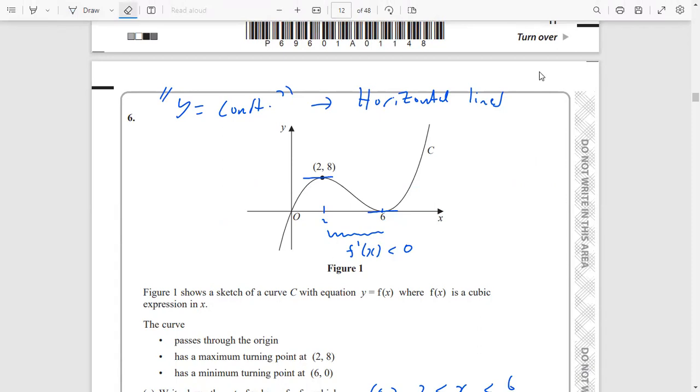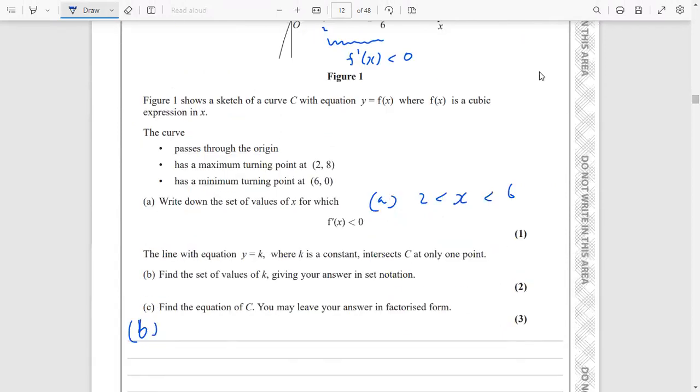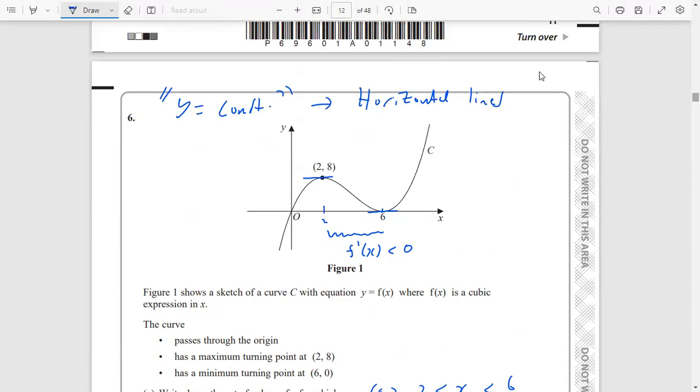What we want to do is identify the lines that give us one solution, so one point of intersection. If we, for example, draw a line like this, we get one point of intersection there, don't we? So that could be a possible k value. This k value here on the y-axis would be a possible k value. We could have a k value there, couldn't we? Again, that's going to give us one point of intersection.